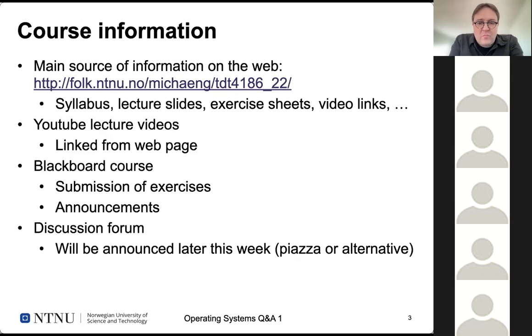Nevertheless, we'll have the course on Blackboard, first for knowing who is registered for that course, and second, because exercises will be part of the grade. Some of the exercises will be part of the grade. You have to submit them there, so we can grade them there, and we'll also send announcements on Blackboard.